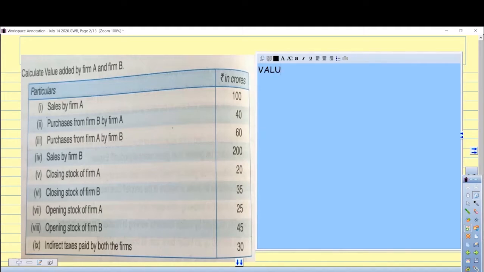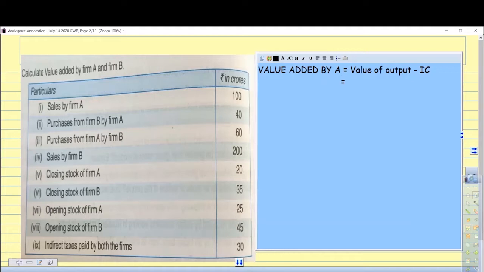Okay, value added by firm A is equal to value of output minus intermediate consumption. I will write it as IC. You have to write it in full only. That is intermediate consumption. No short forms.